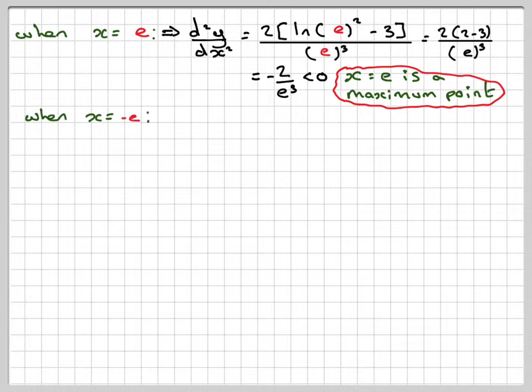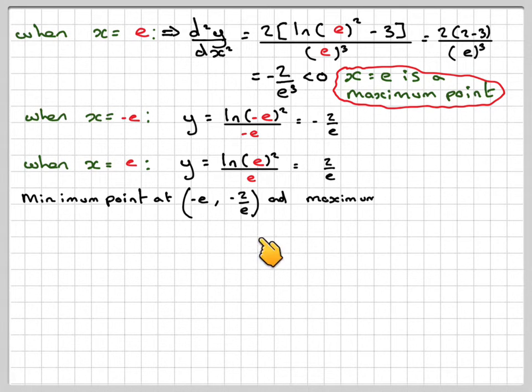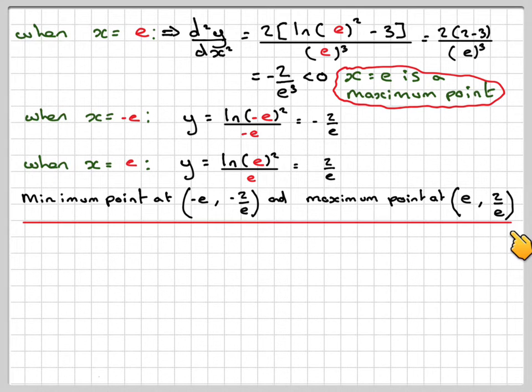Right, when x is equal to minus e, then the y-coordinate will be ln of minus e squared over minus e. So square that, you're just going to get minus 2 over e. The minus sign comes from here. This will be positive. And similarly, when x is equal to e, y will be equal to ln of e squared over e. This time this will be positive, it will be 2 over e. So the minimum point at minus e, minus 2 over e, and the maximum point at e, 2 over e.